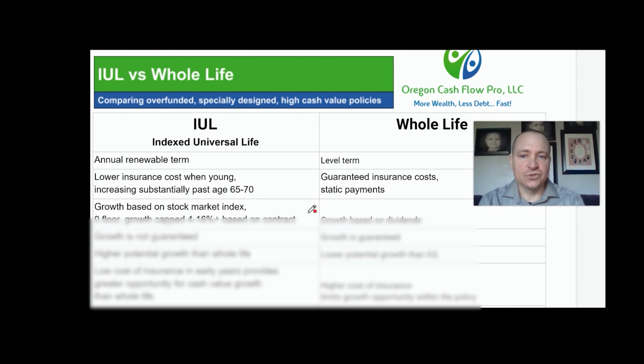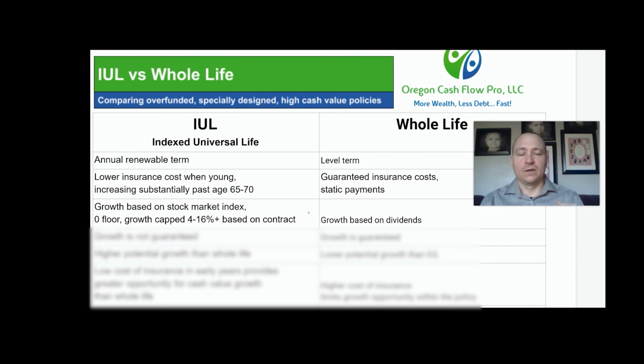Okay, back to Index Universal Life. Growth in your Index Universal Life policy is based on a stock market index, typically the S&P 500. It has a 0% floor, which means you're guaranteed not to lose money in these policies if the market goes down. But growth is also capped at 4 to 16% based on your contract.